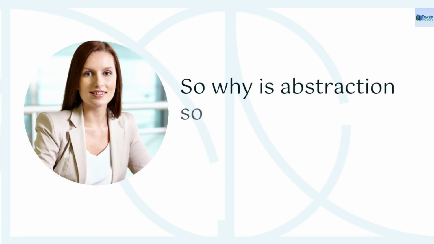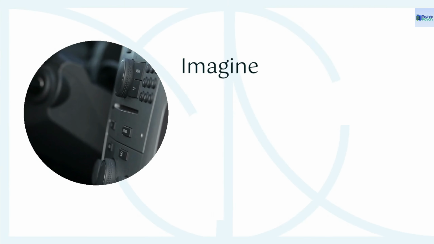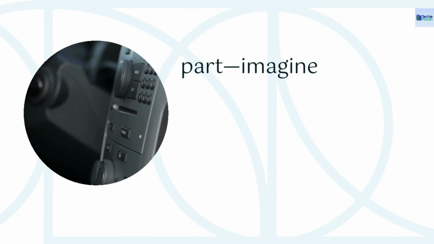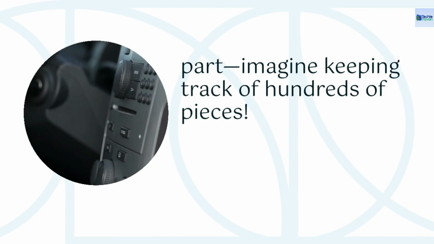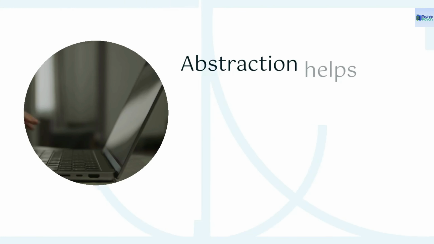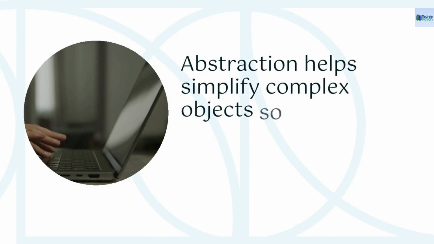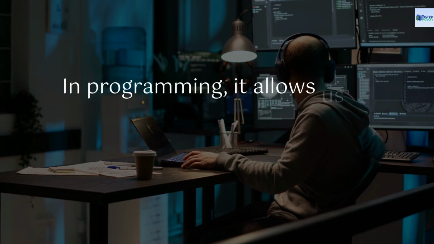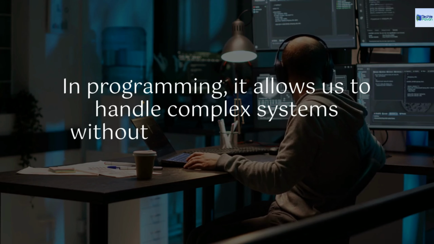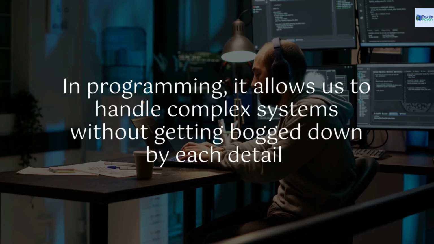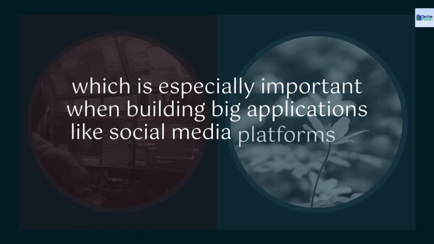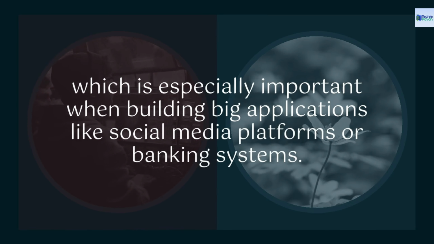So why is abstraction so important? Imagine if every time you used a car, you had to think about each individual part. Imagine keeping track of hundreds of pieces. Abstraction helps simplify complex objects so we can use them easily. In programming, it allows us to handle complex systems without getting bogged down by each detail, which is especially important when building big applications like social media platforms or banking systems.